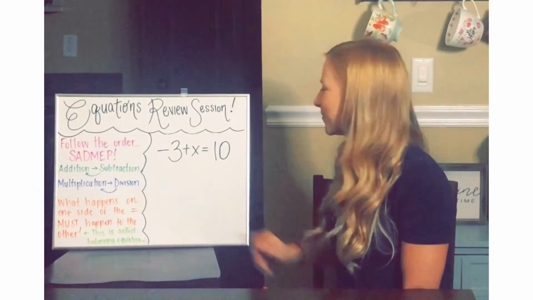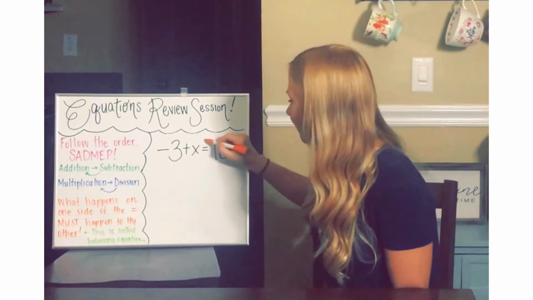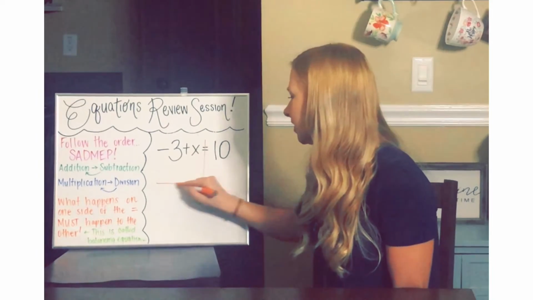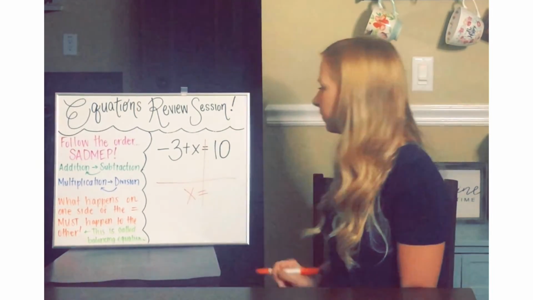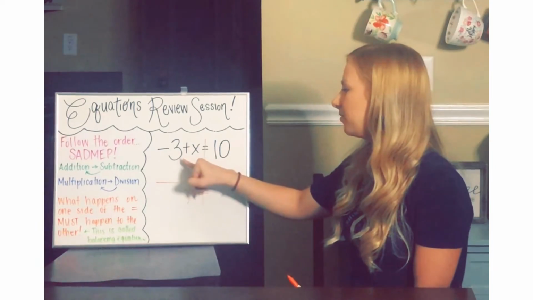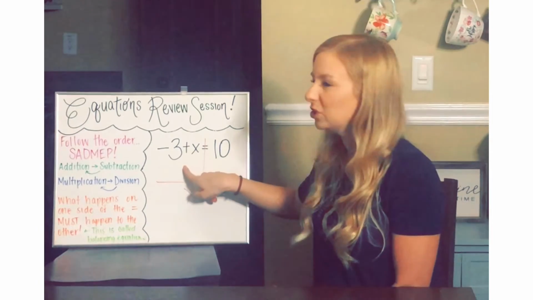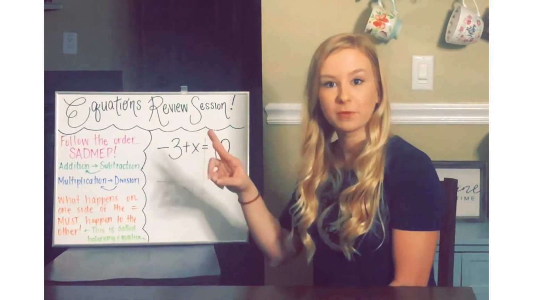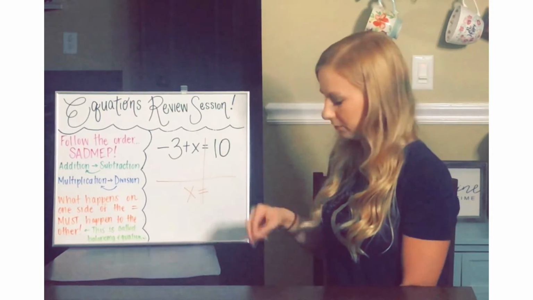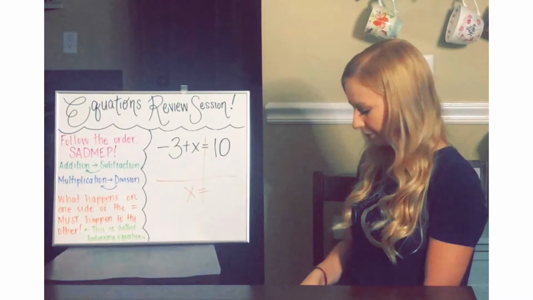Number 6, last one. We have negative 3 plus x equals 10. So here we have just a one-step equation before we get our answer. Okay, we have negative 3 plus x. So technically, because we're adding, we should subtract. But when we subtract a negative, remember, double negatives make a positive. So we can actually just add the opposite to both sides.